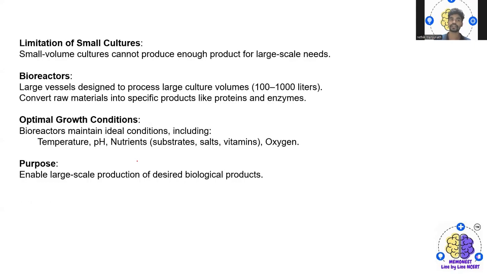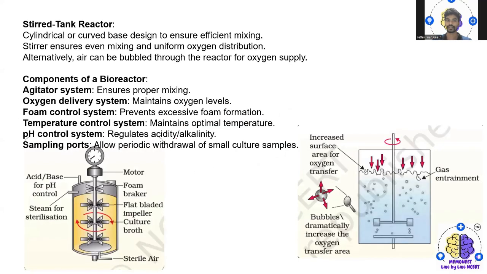Then we have culturing methods like small scale culture, suitable for lab experiments, yield limited itself, whereas in continuous culture method, fresh medium is continuously added and used medium removed to maintain the cells in an active phase for higher protein yield. So what is the limitation of small scale culture here? It cannot produce large scale, more yield. So for large scale needs, we have bioreactors. Bioreactors are large vessels designed to process large culture volumes and convert raw materials into specific products like proteins and enzymes. Bioreactors maintain ideal conditions including temperature, pH, nutrient value and oxygen. The major purpose is to produce large scale desired biological products.